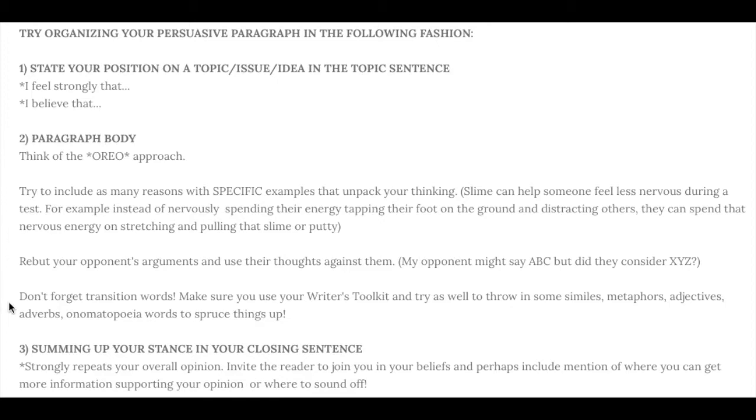Within the body of the paragraph, we want to state our focused opinion and try to include as many reasons with as many specific examples as possible to explain our thinking. Before closing off our paragraph, we want to anticipate and rebut our opponent's arguments and use their thoughts against them. Here's another sentence starter that can be quite handy. My opponent might say A, B, and C, but did they consider X, Y, and Z? Don't forget transition words. They really help to create flow within the body of your paragraph.